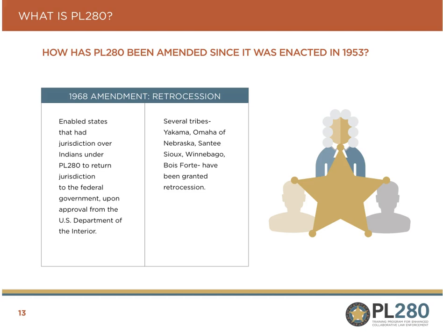Retrocession is a long and complex process, sometimes taking 5 years, but several tribes have been granted retrocession: Yakima in Washington State, Omaha of Nebraska, Santee Sioux of Nebraska, Winnebago of Nebraska, and Bois Forte of Minnesota. If granted, retrocession can advance tribal self-governance and tribal sovereignty and improve public safety for the tribes and people.